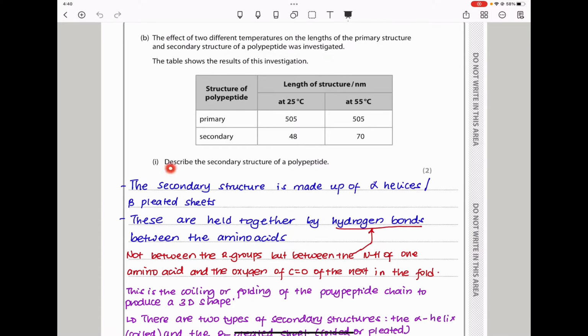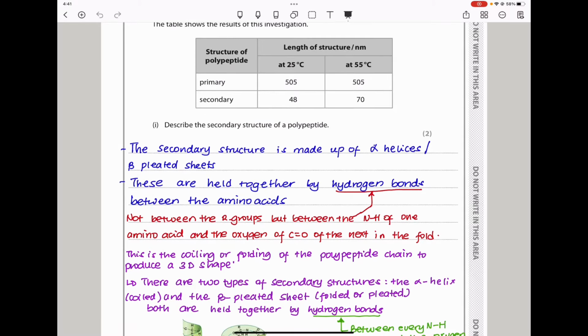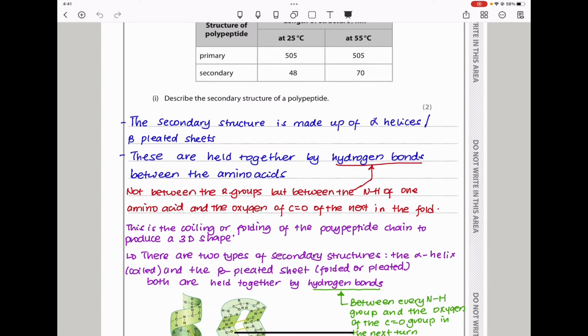So here they want you to describe the secondary structure of a polypeptide. You guys know the secondary structure is either going to have the alpha helices or the beta pleated sheets. So here I said, the secondary structure is made up of alpha helices, or it could be beta pleated sheets. These are held together by hydrogen bonds between the amino acids. These hydrogen bonds are between amino acids in a different way, like I'm going to show you down here. Be very specific not to say that these hydrogen bonds are between the R groups.